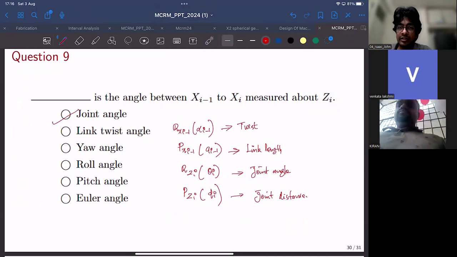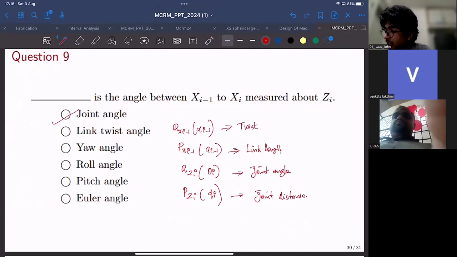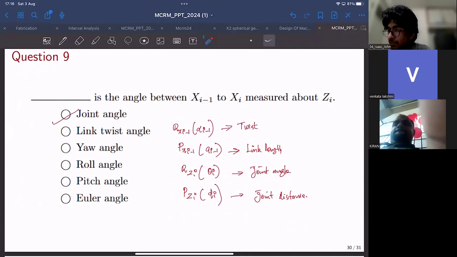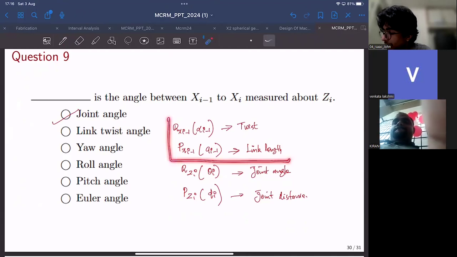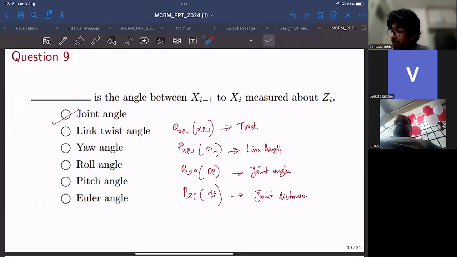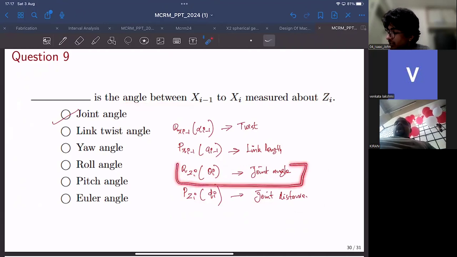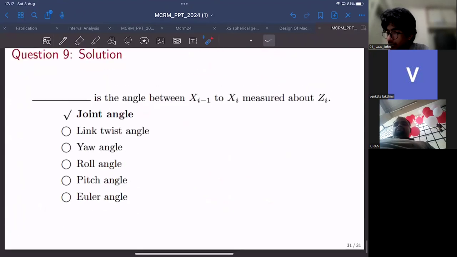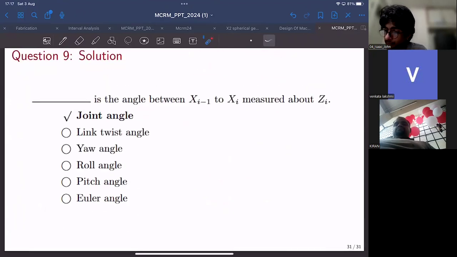But to solve the question, this is actually a short trick, because it's as per the definition. The first two transformations are about xi minus 1, and the second two transformations are about zi, right? And the question asks about something that is measured about zi, and it also says it's an angle. So the only option that possibly fits all of these constraints is joint angle. Yeah, so that is indeed the answer.